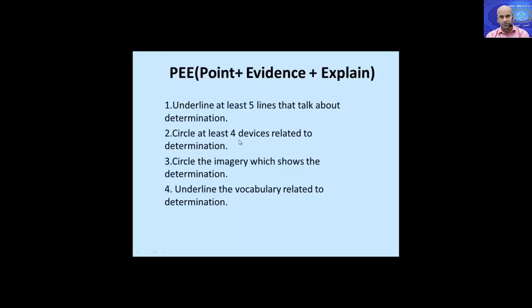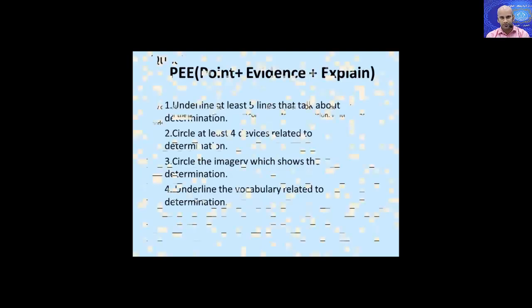Then the next one, at least 3 or 4 devices like metaphor, personification, hyperbole, which show determination. Then circle the imagery, like auditory imagery or visual imagery, that shows determination of the poet. Then underline the vocabulary, words and phrases related to determination. Once you do this task, half of your job is done. Then you only need to explain it in your own words. Let's go through the poem again and find some lines, some devices, imagery, and vocabulary to address the question.